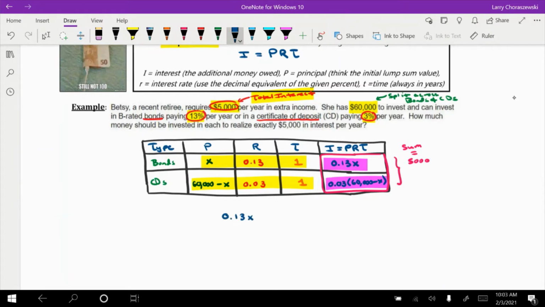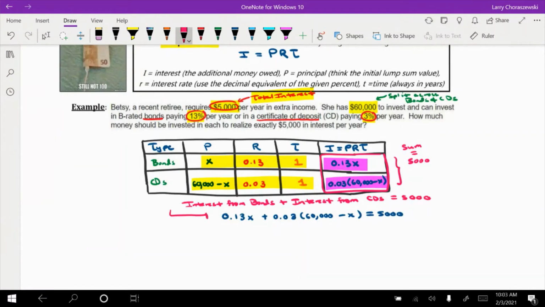The equation would go as follows: 0.13x plus 0.03 times the quantity 60,000 minus x equals 5,000. Okay, so in other words, the interest from bonds plus the interest from CDs equals 5,000, and that's exactly how we get this equation.